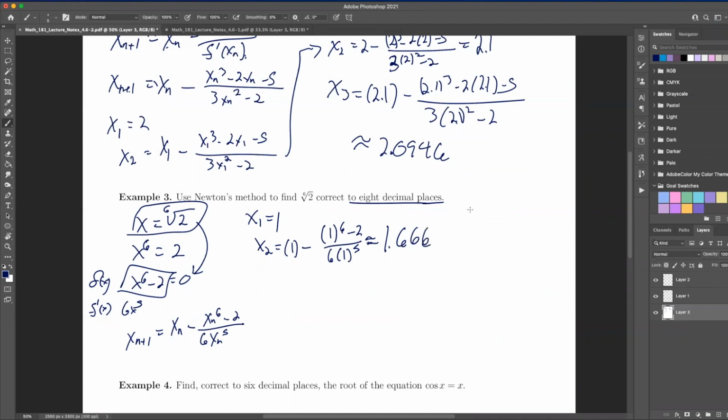We wanted 8 decimal places. So 1, 2, 3, 4, 5, 6, 7, 8. Technically, if I wanted 6 decimal places, I should do it to 9 decimal places. So let me do it the way your book does it, so I don't confuse you. So that's 8 decimal places. It'll probably have you type it in. That's too many sixes.